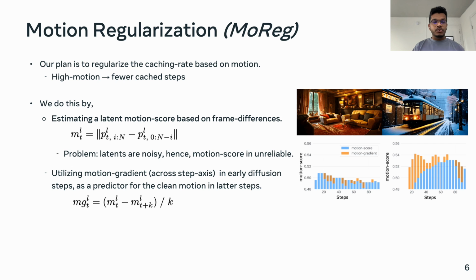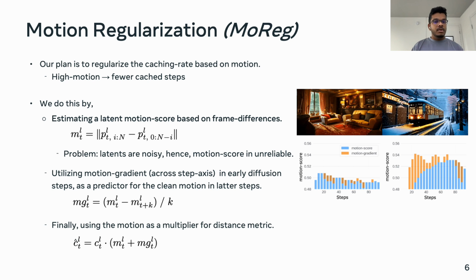To alleviate this issue, we compute a motion gradient across the denoising axis, which can be used as an early predictor of the accurate motion that appears later in denoising. When we add up this motion score and motion gradient, it acts as a reliable predictor of motion. Finally, we use this motion score as a multiplier on our distance metric to increase the metric and reduce the number of caching steps.